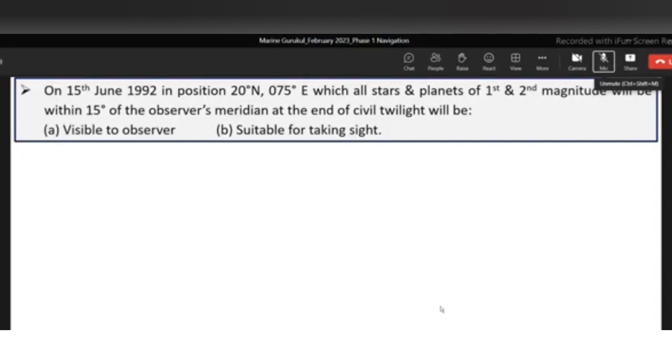Can I go one slide back? Just wanted to add. Okay, one slide. This will be the same as what we found last time, visible to observer. Exactly, beta. The first part of the question is exactly the same. The only addition is we have to find the stars which will be visible and which will be suitable for sight. These two things have been added. The rest of the question is exactly the same as what we did last. Okay. So going to the previous slide.